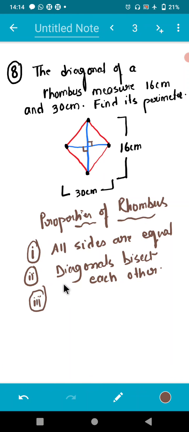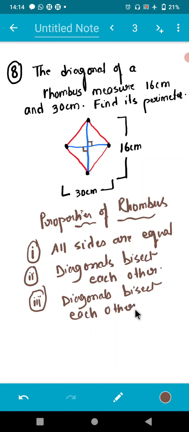And third property that you need to know to solve this sum is that diagonals bisect each other at 90 degree. Diagonals bisect each other at 90 degree. So these are the three properties that we have to keep in mind, and then we are going to start. Now as you see, these are the diagonals.